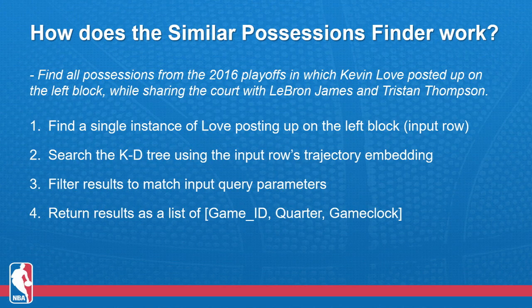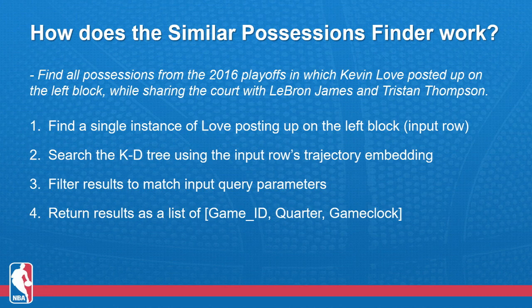So how does the Similar Possessions Finder work? Let's walk through a sample query. Suppose we want to find all possessions from the 2016 playoffs in which Kevin Love posted up on the left block while sharing the court with LeBron James and Tristan Thompson. The Similar Possessions Finder first finds a single instance of Love posting up on the left block, which we refer to as the input row.